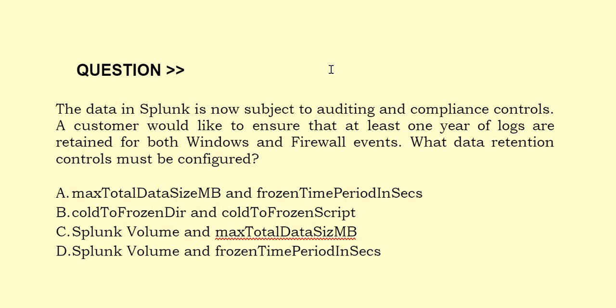Option A, maxTotalDataSizeMB and frozenTimePeriodInSecs. Option B, coldToFrozenDir and coldToFrozenScript. Option C, Splunk volume and maxTotalDataSizeMB. Option D, Splunk volume and frozenTimePeriodInSecs.